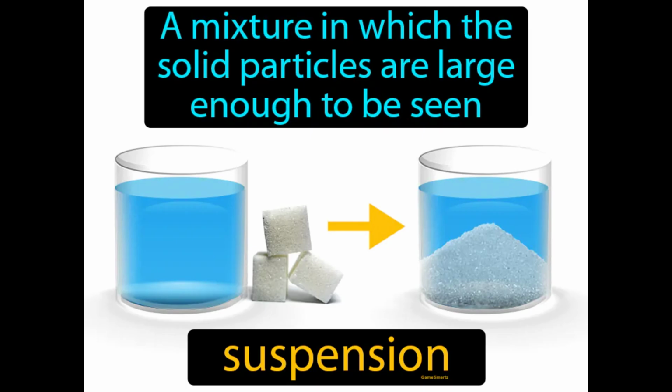A mixture in which the solid particles are large enough to be seen. Suspension. In science, a suspension is a type of mixture where small solid particles are dispersed throughout a liquid but are not dissolved, allowing them to eventually settle.